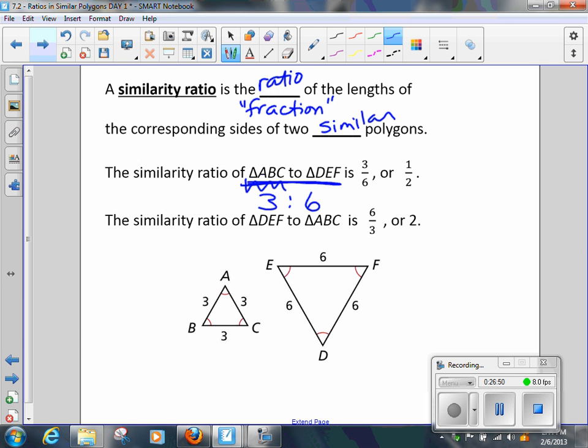Look at the next sentence, though. The next sentence is flipped around, isn't it? And notice the order of these. This is important. You have to pay very close attention to the order that they give you these triangle names. DEF, if they list it first, you better give me a number out of that triangle, which is going to be 6.